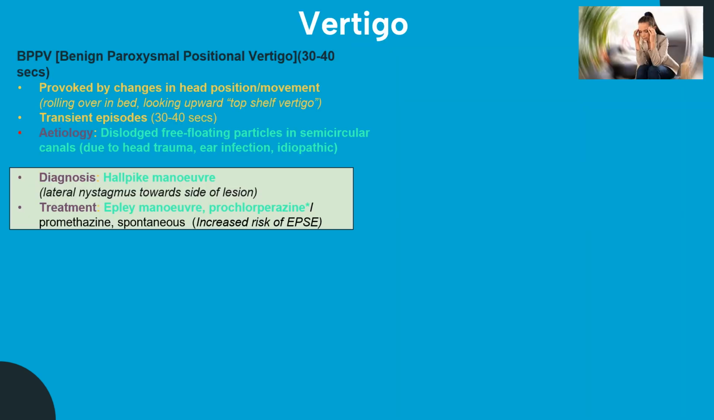So, your benign paroxysmal positional vertigo, so BPPV, doesn't last very long, 30-40 seconds, and it's provoked by changes of head position and movement. Most commonly something like rolling over in bed. It's considered to be due to these crystals that are in your semicircular canals. And they can be idiopathic, but they can also be caused by trauma or infection.